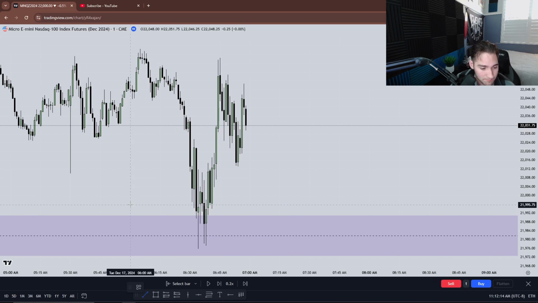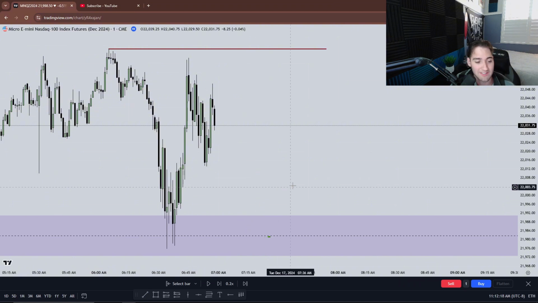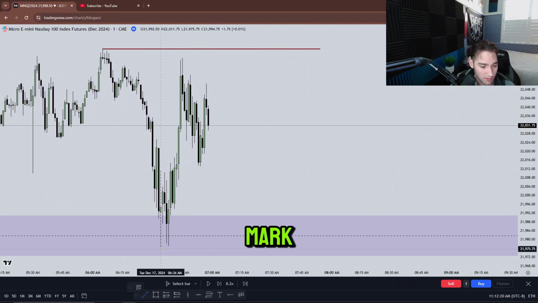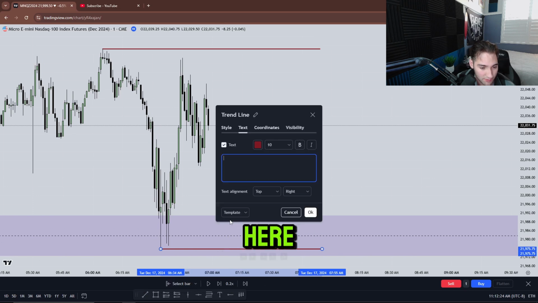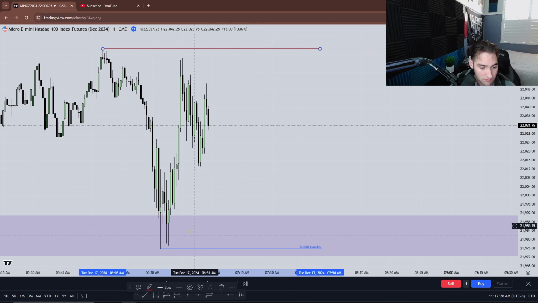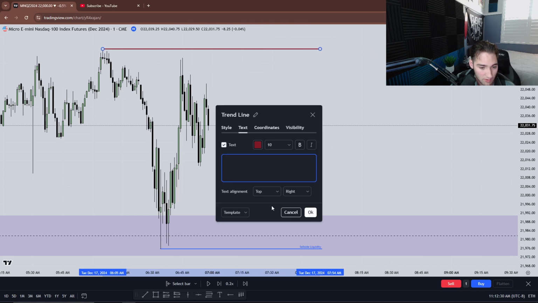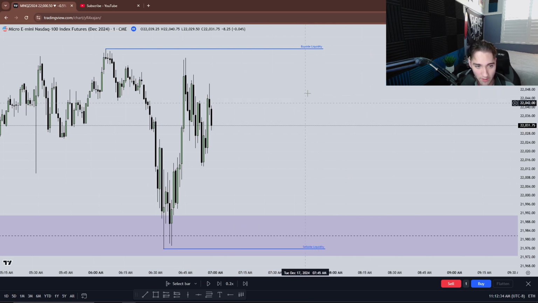So at 6 a.m., I like to mark out liquidity, 6:30 and 6 o'clock. So I want to mark out this liquidity points right here. So we got our sell side. Right here, we got our buy side liquidity. So we got these points.